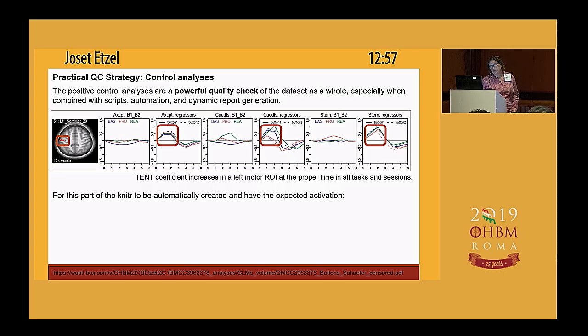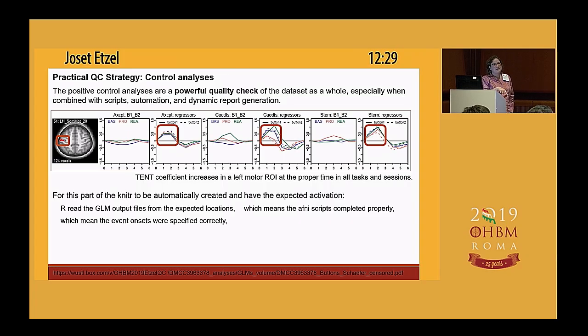That's the button pushing. But for this automatically generated knitr document, which was made from one of these templates I talked about, to look like this, that means that my R code must have found the GLM output that AFNI, in our case we're using AFNI, so it was able to find the statistics objects from AFNI, find the correct fields in them, pull out those images. Well, and that must mean that the AFNI script's finished, because otherwise I wouldn't have the AFNI output. And that must mean that the event onsets were right, because if the events weren't there, then AFNI wouldn't have run.